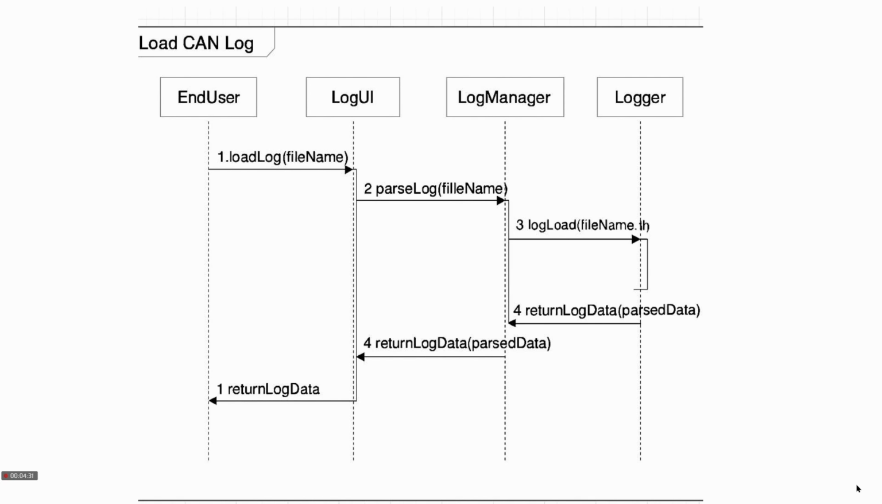Over here we have the load CAN log diagram. Here the user loads a previously saved log. After the end user selects a file, the log UI initiates parsing via the log manager and logger. The parsed data is returned and presented. This feature is crucial for replaying scenarios or reviewing historical traffic offline.